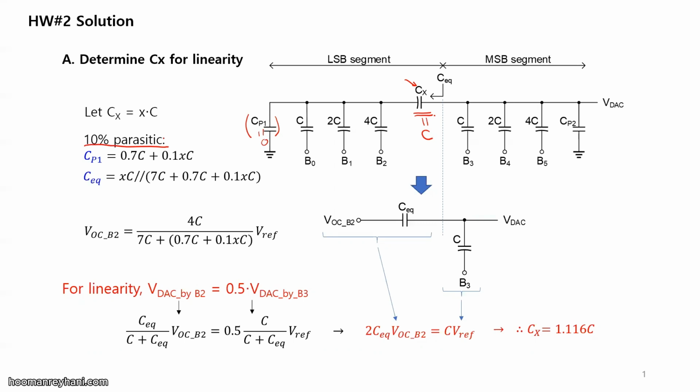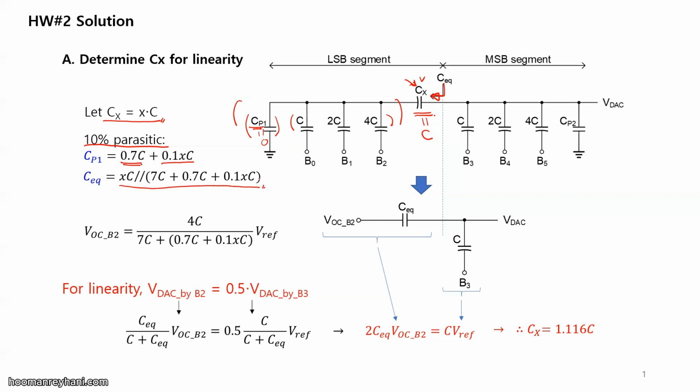So when we are given Cx, the parasitic Cp1 will be, well, 7C here, right? So by them, we have 0.7C parasitic. And because of this one, we have 0.1xC by saying that Cx is x times of C, right? And the equivalent capacitance seen from the MSB side will be Cx in parallel with all these capacitors, right? So we can write like this.